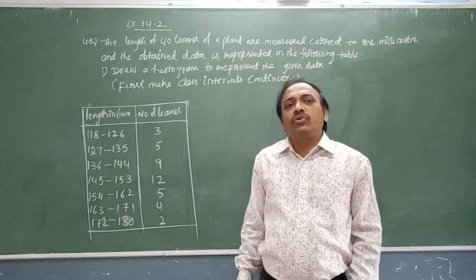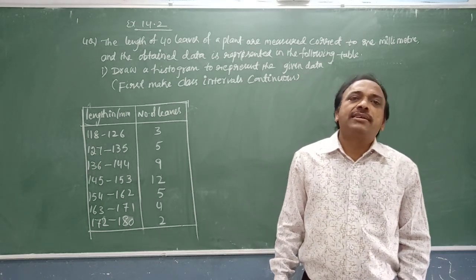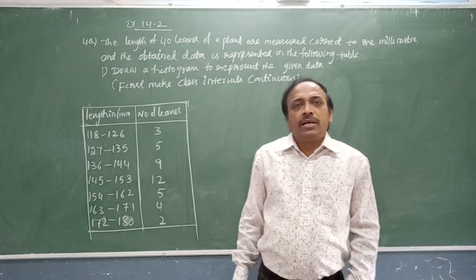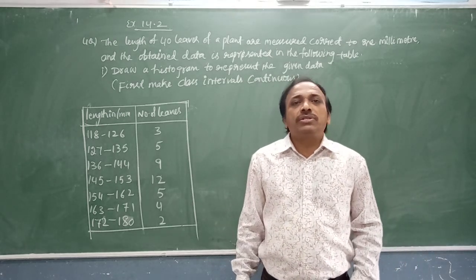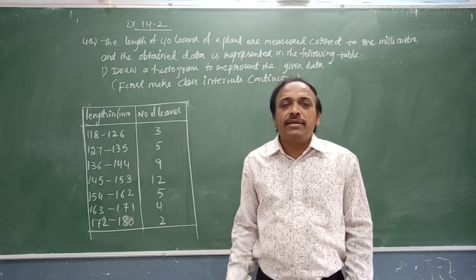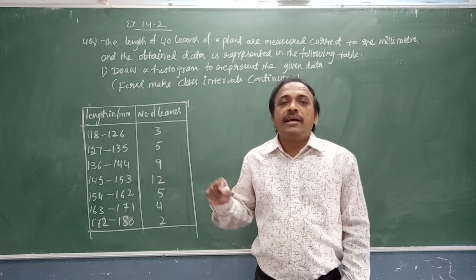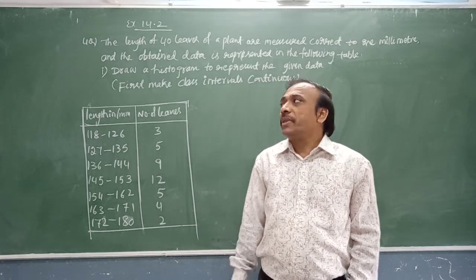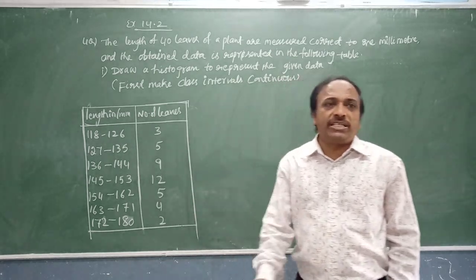In the previous session we discussed the bar graph and histogram, and how to represent continuous class intervals. Now today we are going to discuss, if the data is discontinuous, then how to represent that data as a histogram. So look at this exercise 14.2.